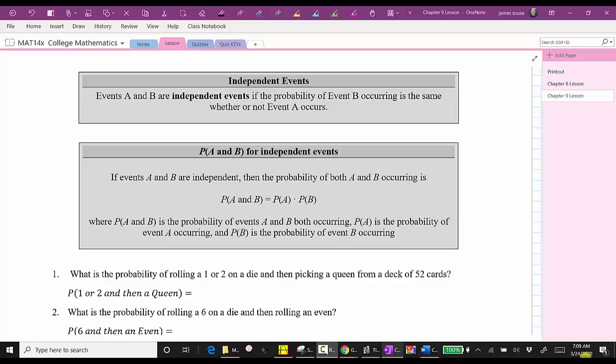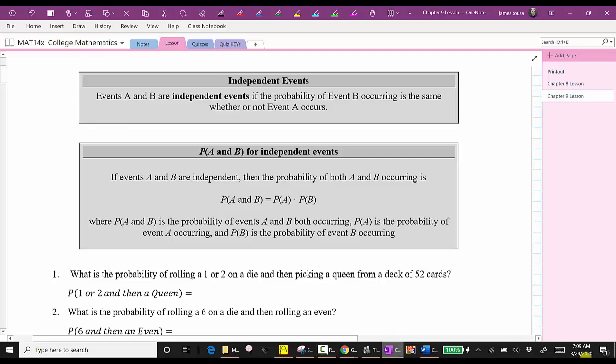Events A and B are independent events if the probability of event B occurring is the same whether or not event A occurs. When we have independent events, the probability of A occurring and B occurring is equal to the probability of A times the probability of B. Let's take a look at some examples.